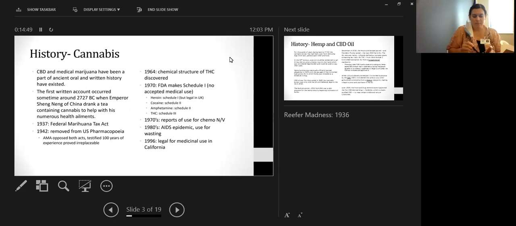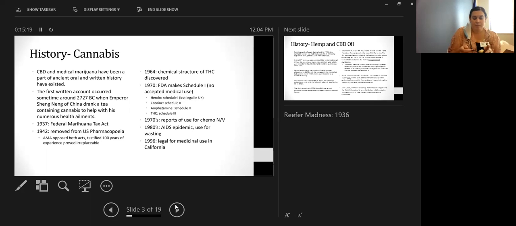In 1970, the FDA made it Schedule 1, no acceptable medical use, because back in time, we used to use heroin and cocaine as treatments. Those are actual medical treatments that we used, and we know now what those drugs can do for us and what they can do to you. And so they kind of lumped cannabis in with those.